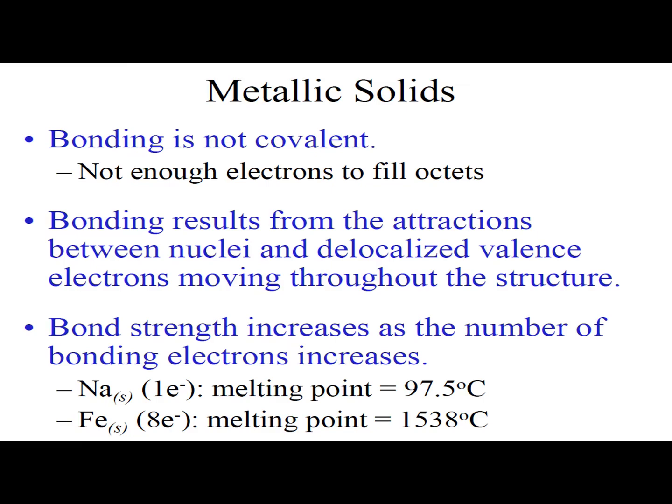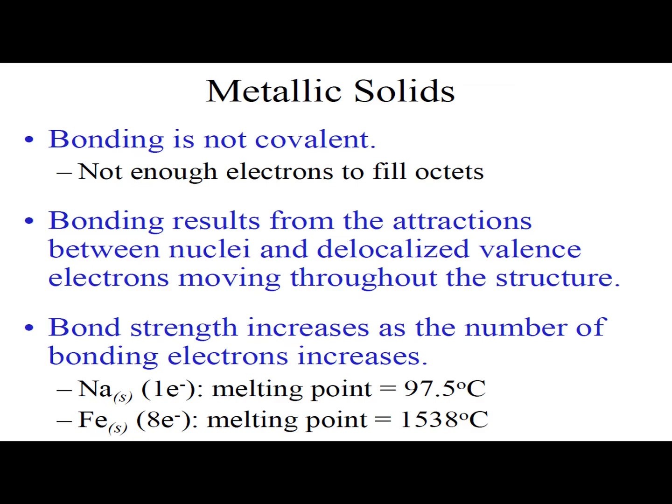There are not enough electrons, so the bonding is going to result from the attraction between nuclei and what are called delocalized valence electrons. And metallic solids are usually your transition metals. So the bond strength is going to increase as the number of bonding electrons increases.